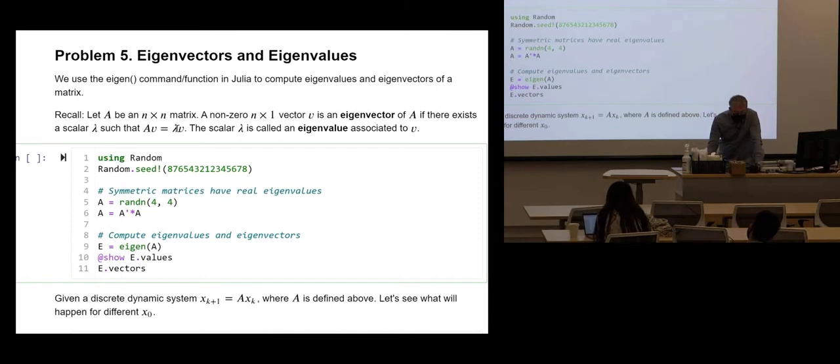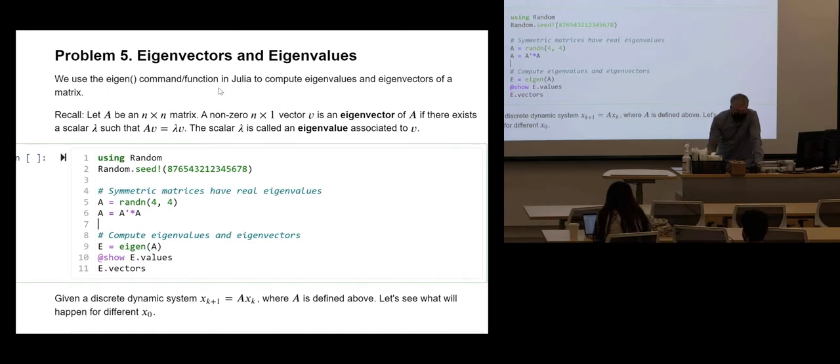If you allow lambdas to be complex numbers and V to have complex entries in them, then all matrices have eigenvalues and eigenvectors. So you can prove that. It's in the appendix of the book if you want to go through and see where the theory comes from. On our first introduction to these, we want to keep it simpler.